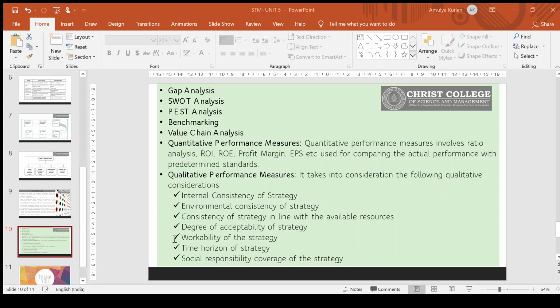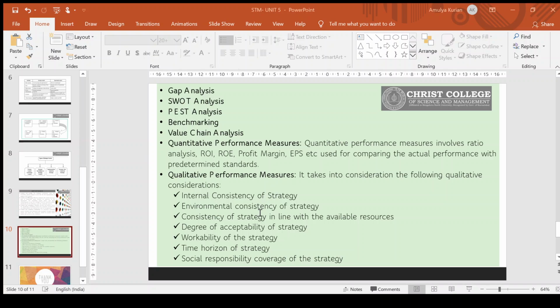Apart from this, there are certain quantitative performance measures like return on investment, return on equity, profit margin, earnings per share. All those things are quantitative performance measures. Then there are qualitative performance measures. That means it is not quantifiable, but you will be able to get through different tests like internal consistency, environmental consistency, degree of acceptability, workability, time horizon, social responsibility, etc. of the strategy. These will be checked through qualitative performance.